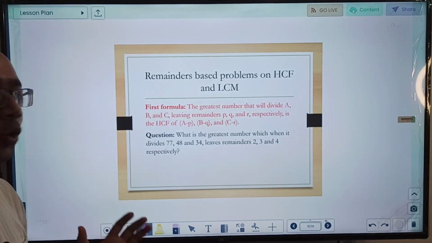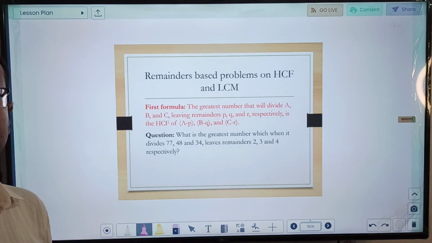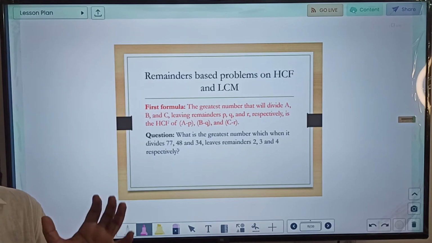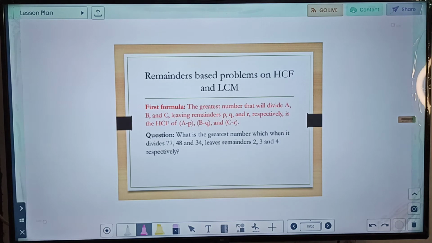So see, by using a simple application of LCM, we have solved a question. Now let us do some remainder-based problems on HCF and LCM. There are 4 rules, and these rules make the calculation very easy. Let us study what these rules are. So let us have a look. What is the first formula?